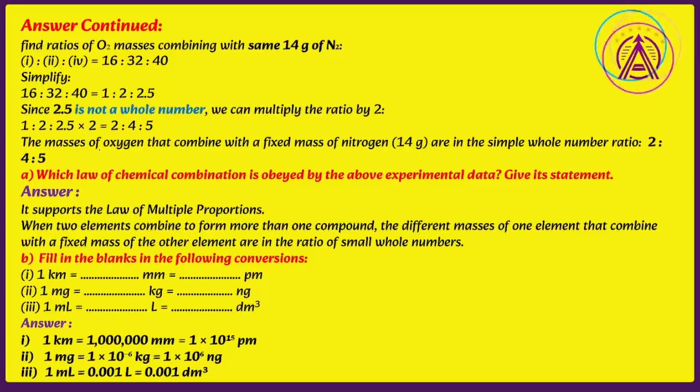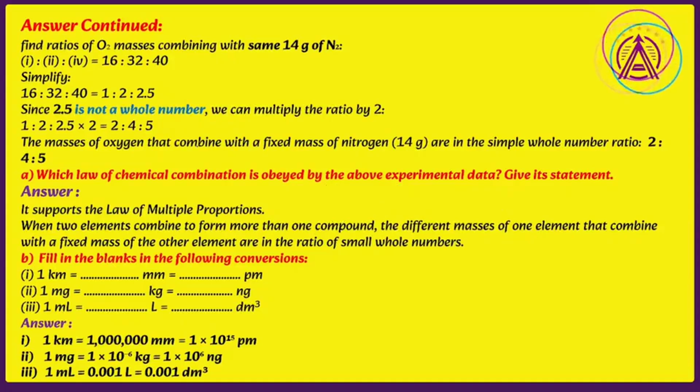Now which law does this actually obey? The above experiment is obeying the law of multiple proportions. The reason is, you have a fixed mass of nitrogen, which is 14 grams, which is reacting with different masses of oxygen. In the first case, you have 1 is to 2, so you get NO2. In the second case, you get NO4. In the third case you get N2O5. So a fixed mass of nitrogen is reacting with different masses of oxygen, and the ratio of oxygen in all three cases is a simple whole number ratio.